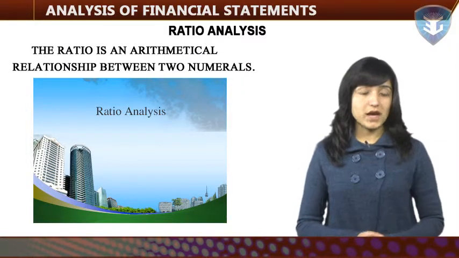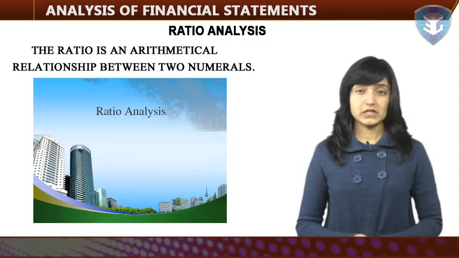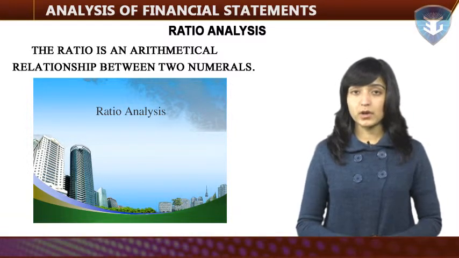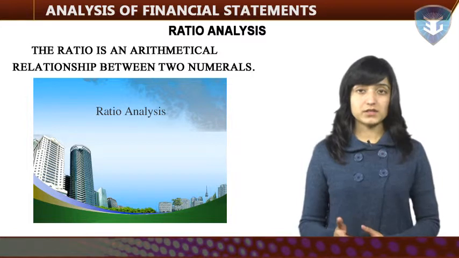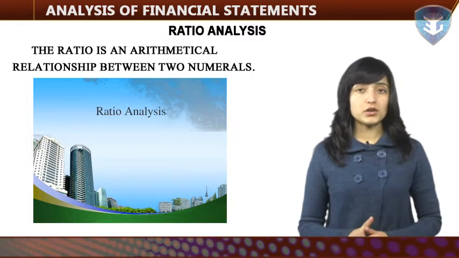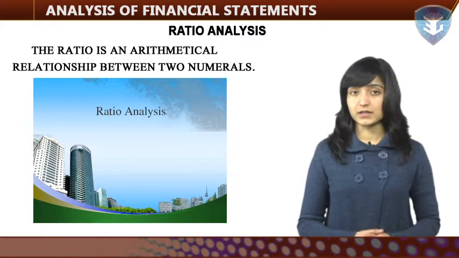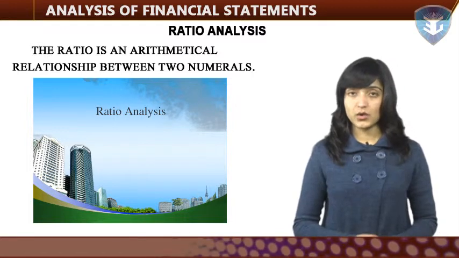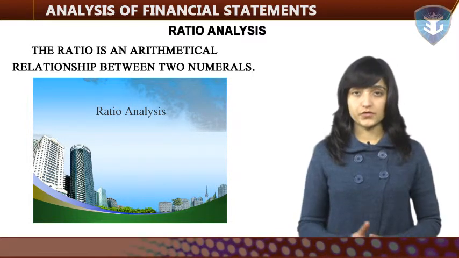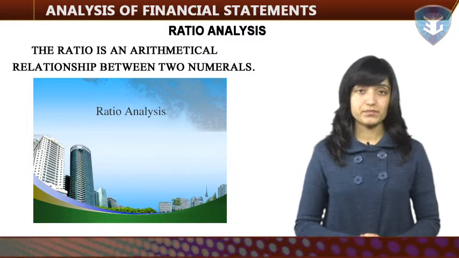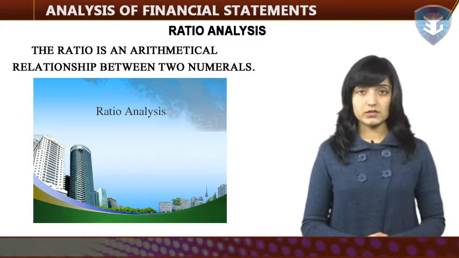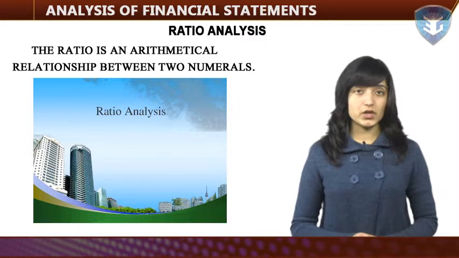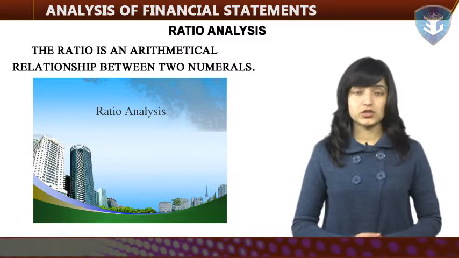The ratio is an arithmetical relationship between two numerals. It is expressed as a proportion or a fraction, or as a percentage, or in terms of number of times. For example, expenses are 70% of sales, or sales of the current year are 4 times that of the last year. Net profits are 1/10 of the capital employed, etc. Thus, accounting ratios are ratios formed out of figures taken from financial statements. These are calculated by placing two figures taken from financial statements in the form of a ratio. They are tools in the hands of users and help the management in taking decisions.